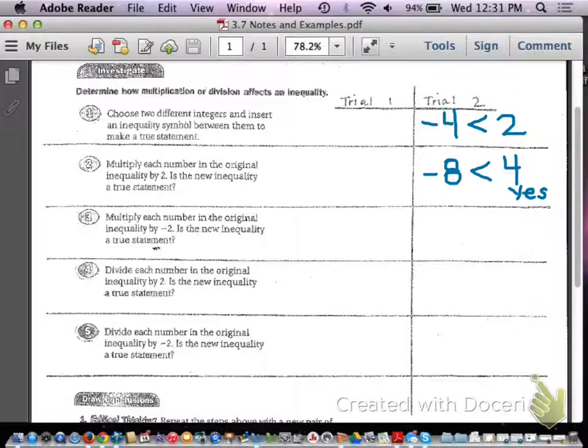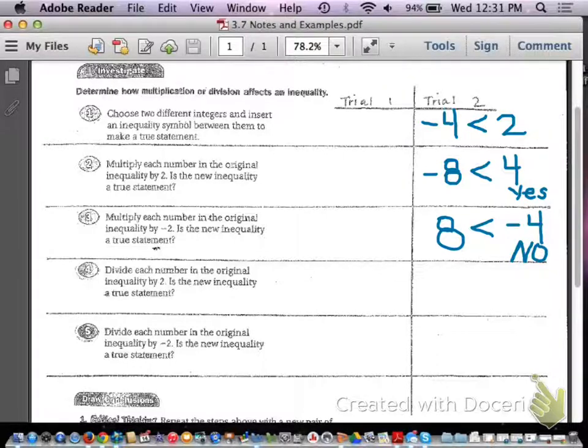Now for step 3, I'm going to multiply each number in my original inequality by -2. So -4 times -2 is a +8. 2 times -2 is a -4. And the question, is the new inequality a true statement? Is 8 less than -4? And the answer is no.